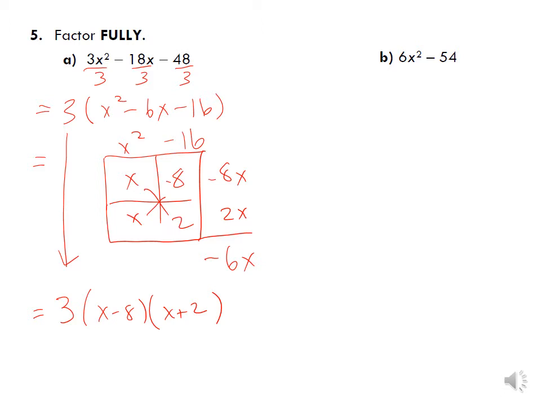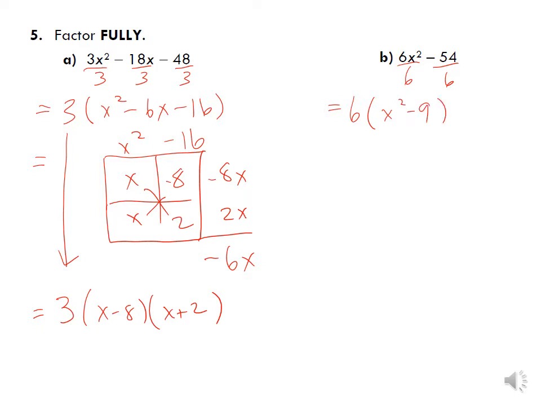Remember, for your tests, if you have extra time, you can always FOIL these to check and make sure you get the same question back. So there never really should be any guesswork. B, step 1, check for a common factor. They don't have x in them both. Let's see if 6 goes into both. It does. So if we take out the 6, divide everything by 6, that leaves us with x squared minus 9.